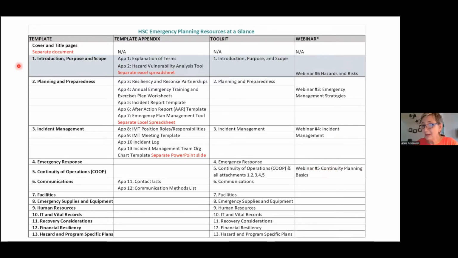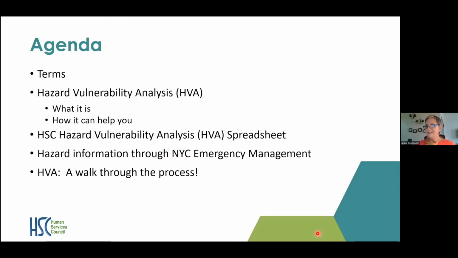Where are we today? We're here, right? So the reason why we have this hazard vulnerability analysis tool in the beginning is because in the introduction of your plan, you always want to set out the main hazards that you have to pay particular attention to, that you're at highest risk for. All right, enough of that. That gives you a sense of the broader picture of tools that we have for you.